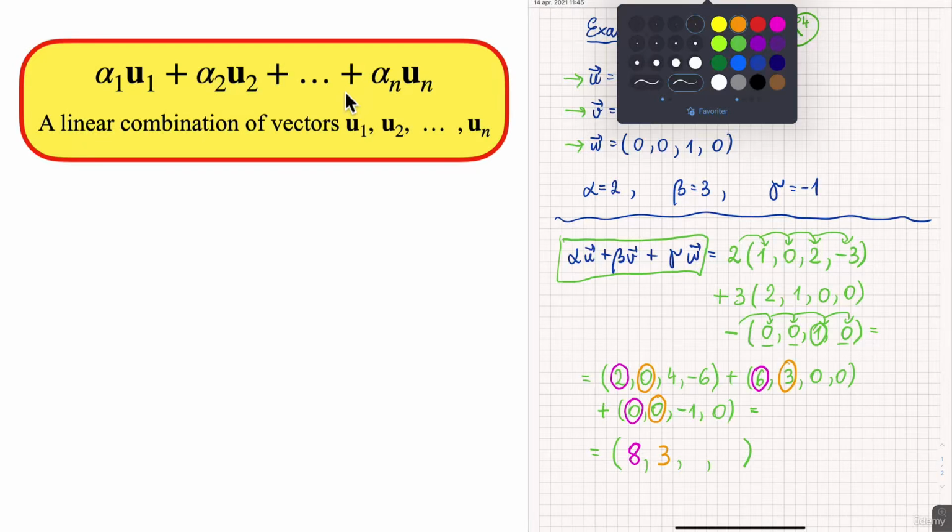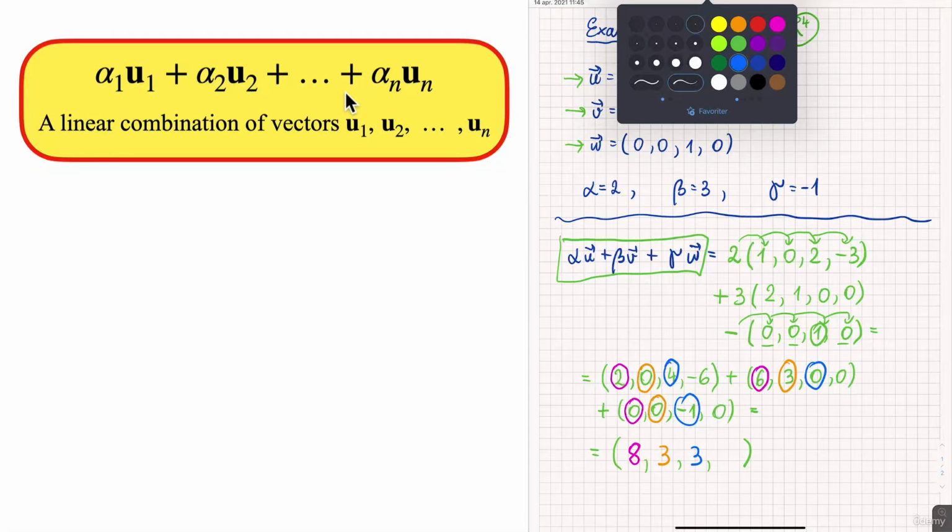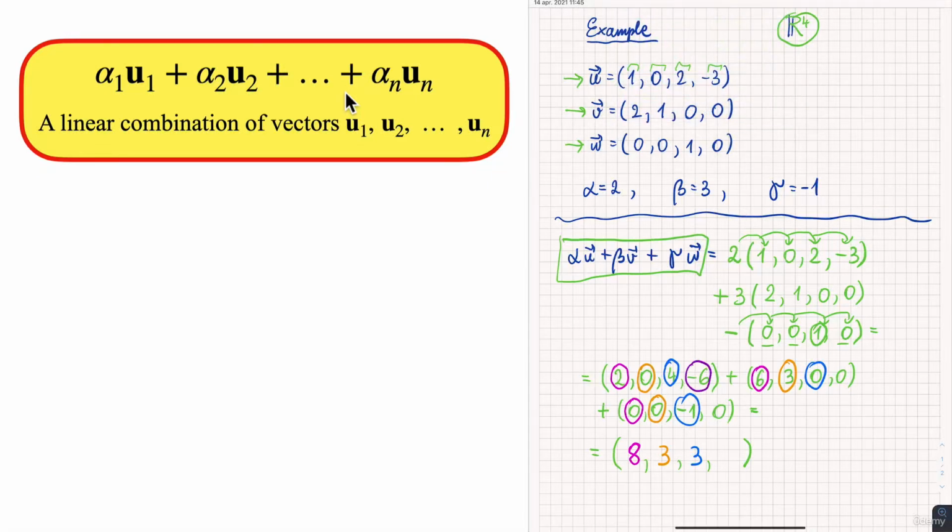The next one will be the sum of the third coordinates. It is 4 plus 0 plus -1. 4 minus 1 is equal to 3. And the last one is -6 plus 0 plus 0. It is -6. So here you see I have obtained the linear combination of vectors u, v, and w with scalars 2, 3, and -1 to be this vector. And it is, of course, a vector in R4.